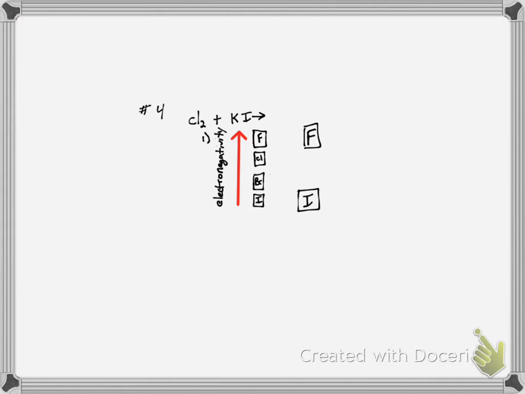Okay, let's look at number 4, chlorine plus potassium iodide. Now, if we look at our periodic table, electronegativity increases as we go up a column. So iodide is less electronegative than fluorine. So similar to the activity series, this cannot happen. Iodide cannot replace fluorine. But fluorine can replace iodine because it's more electronegative and it's more reactive. So for metals, we use the activity series. For nonmetals or halogens, we use electronegativity.